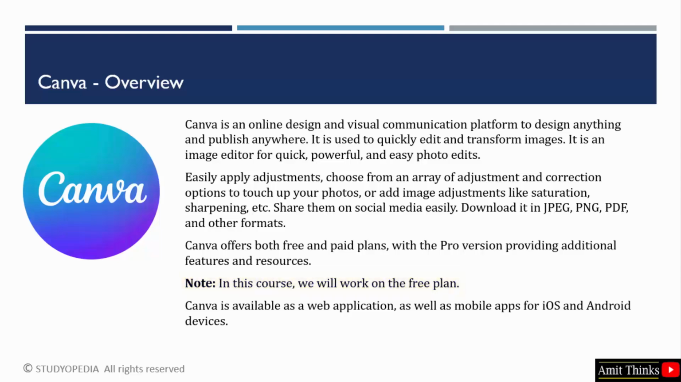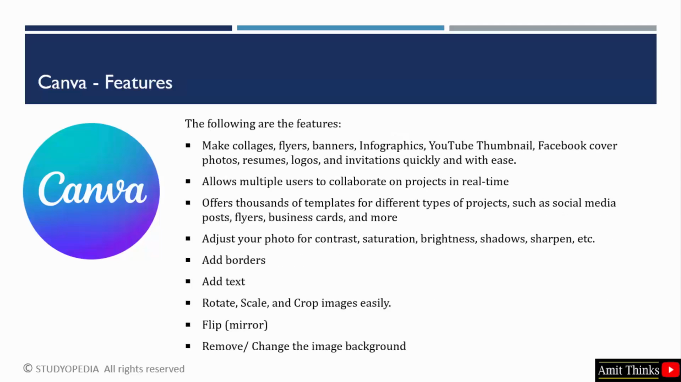As I said before, Canva is available as a web application. That means on the web browser. You can go to its website and log in and work around. We will show all these things later. In a similar way, you can also download its mobile apps available for your iOS, that is Apple devices, as well as your Android devices. Now let us see the features.